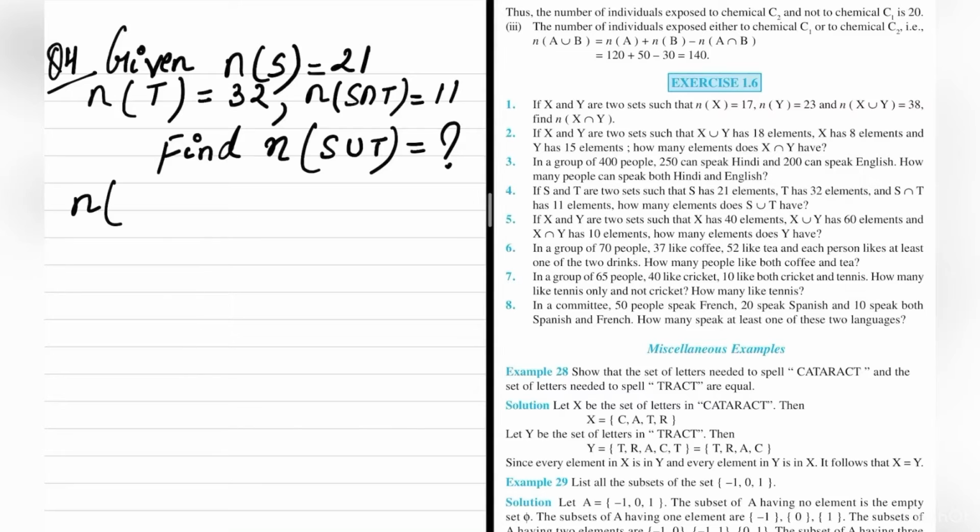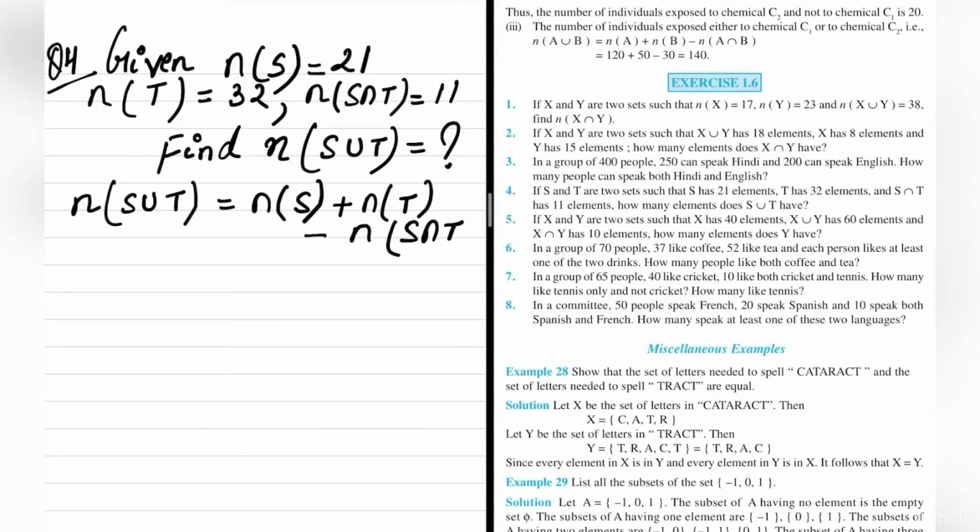So we know that n of S union T is equal to n of S plus n of T minus the number of elements in the intersection. So just plug in the values. So 21 plus 32 minus 11. So this will give you 21 plus 32 is 33, 43, 53. So 53 minus 11. So it is 42. So the answer is 42.